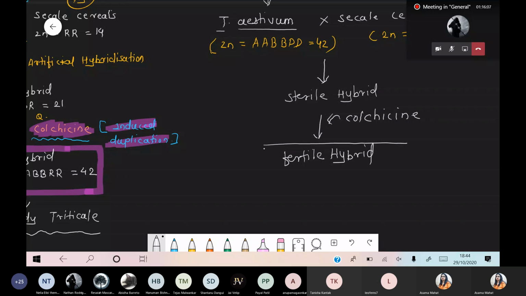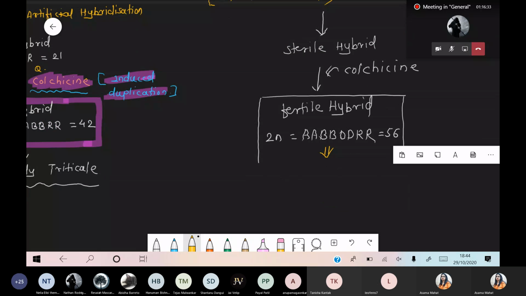And these are the fertile hybrid, nothing but we are talking about 2n is equal to capital A, capital A, capital B, capital B, capital D, capital D, capital R, capital R, octaploidy बन गया. And the total number of the chromosome, now these are the 56. And the name of this species which is formed is triticale, but now more specific we are talking about octaploid triticale.